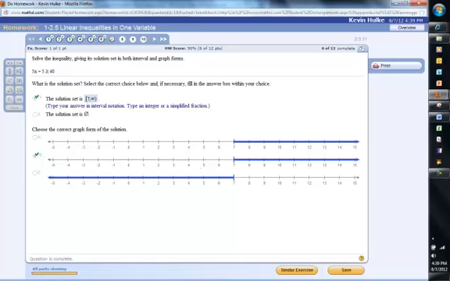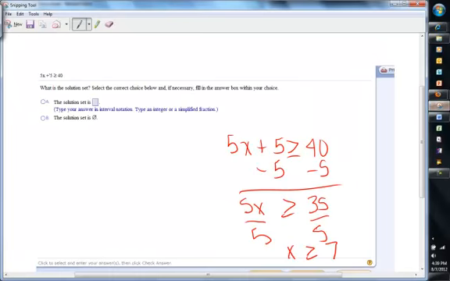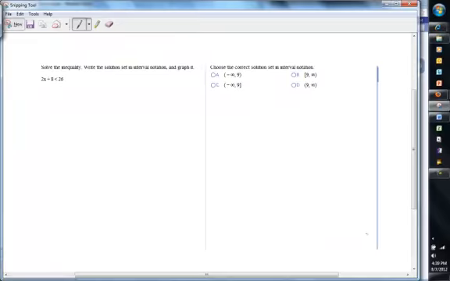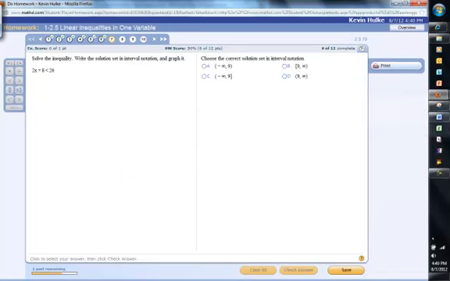All right, number 7, another inequality. So let's solve this inequality. 2x plus 8 is less than 26. Subtract 8 from both sides. You get 2x is less than 18. Divide both sides by 2. X is less than 9. So negative infinity to 9 is where we go.